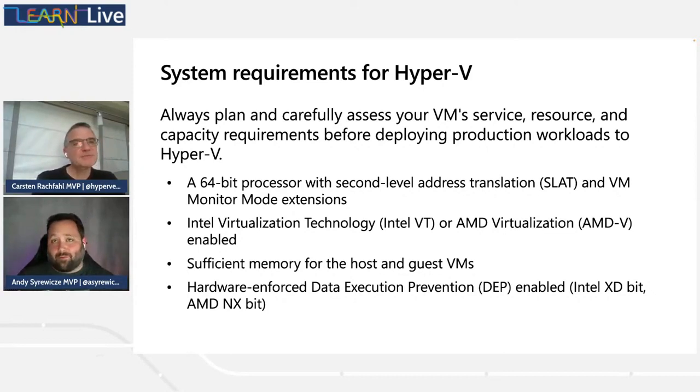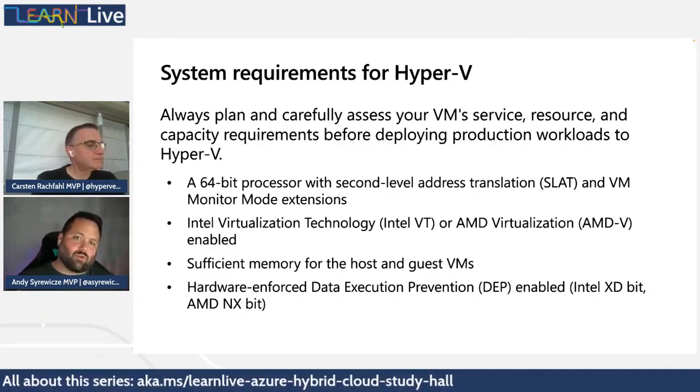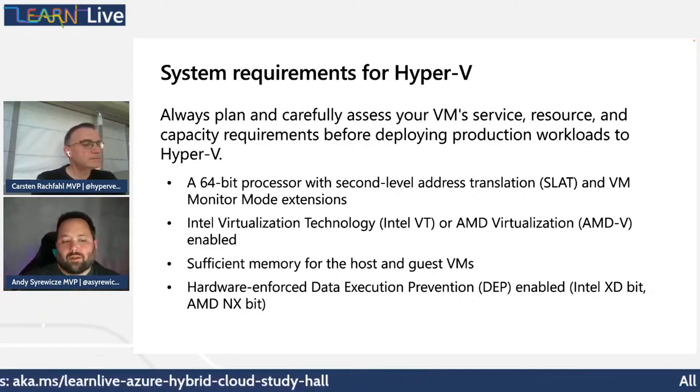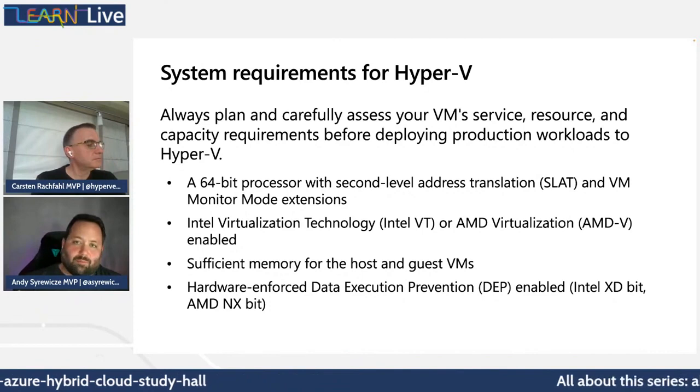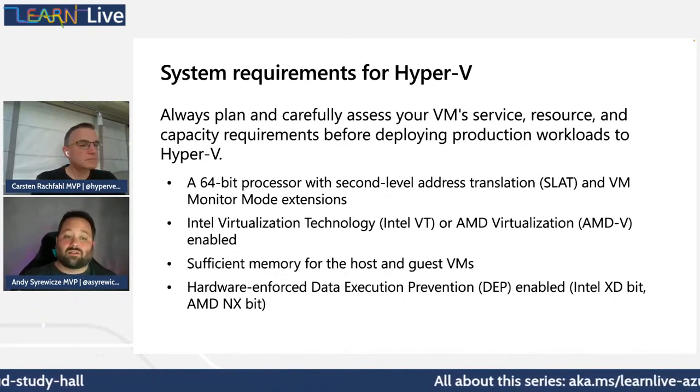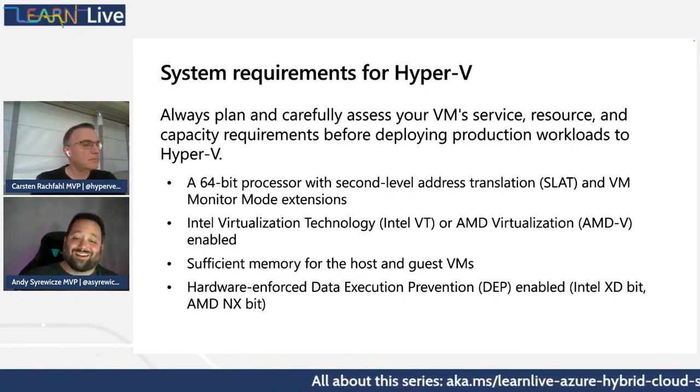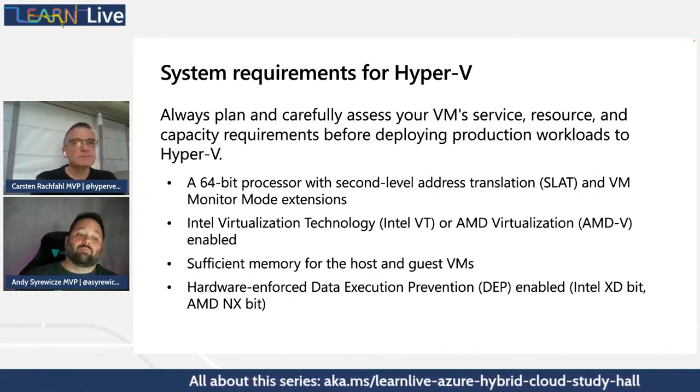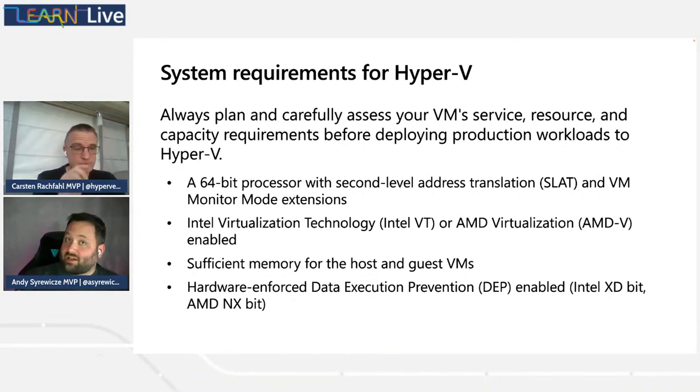So kind of talking about what Hyper-V is, what it can do. Let's talk about system requirements really quick here. And really the key pieces that are required to run Hyper-V on top of a piece of physical hardware is you need a 64-bit processor with second level address translation. You need the virtualization technology from a CPU. So if you're on the Intel side, you need Intel VT, or if you're running an AMD processor inside of your physical host, you need AMD-V.